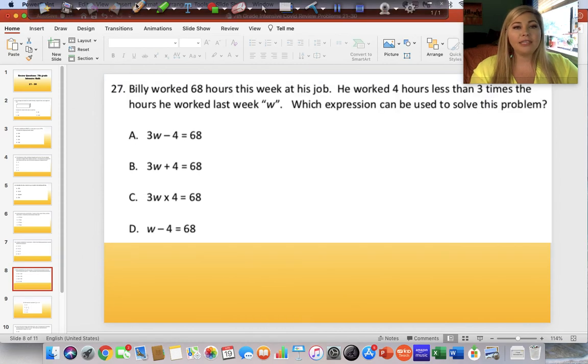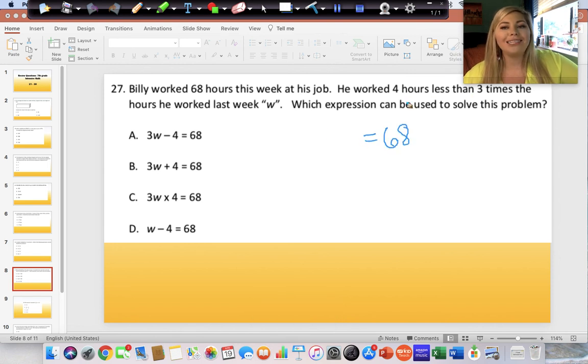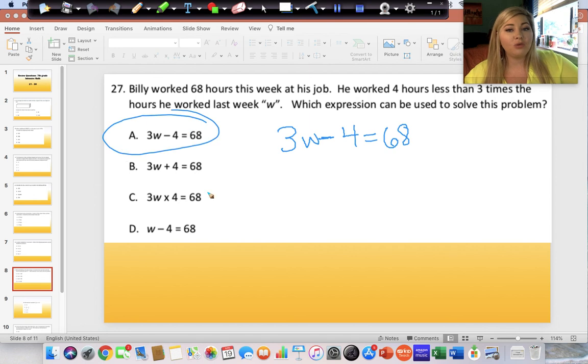Billy worked 68 hours this week at his job. He worked 4 hours less than 3 times the hours he worked last week. Which expression can be used to solve this problem? So we worked 4 hours less than, so whatever this was, minus 4, that's 4 less than something. So 3 times the number he worked last week, minus 4 gives us that 68. So that's going to be answer choice A.